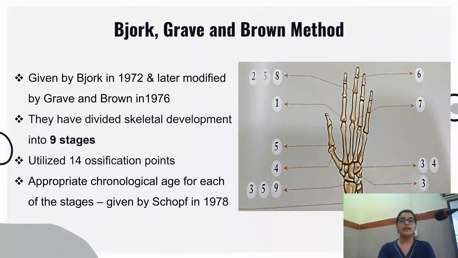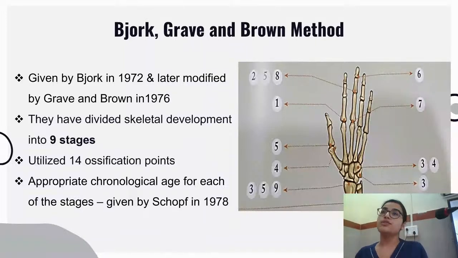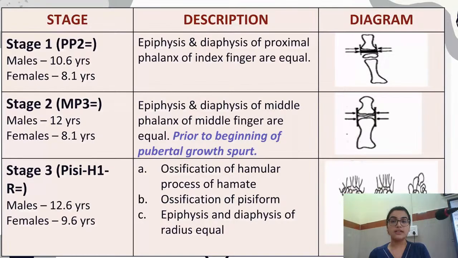Then coming to the Jog, Grave and Brown method. They divided skeletal development into 9 stages using 14 ossification points, and the appropriate ages for each of these stages were given by Schopf in the year 1978. Coming to stage 1, the epiphysis and diaphysis of the proximal phalanx of the index finger are of equal width.